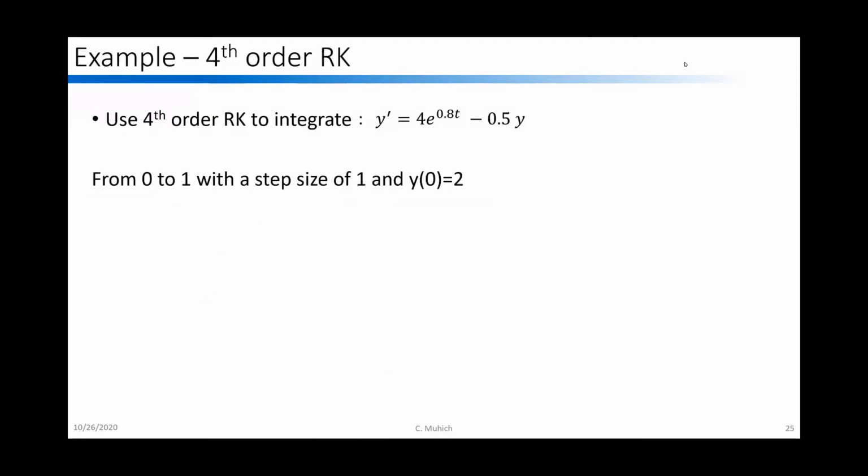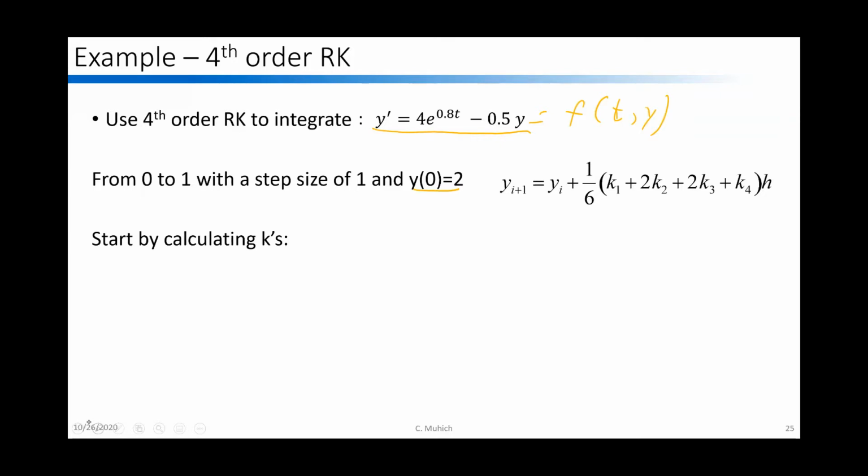So let's put this into practice. The first thing that we're going to do is use our fourth order Runge-Kutta to solve this equation. Remember, this is our f of t comma y. We're going to do this from 0 to 1 with a step size of 1. And we're interested in this initial value, when t is 0, y is 2. And of course, I'm going to write out our fourth order Runge-Kutta.